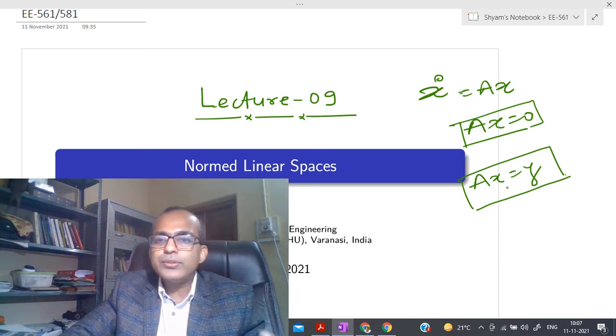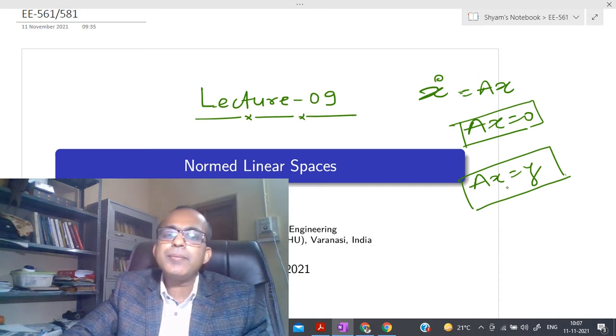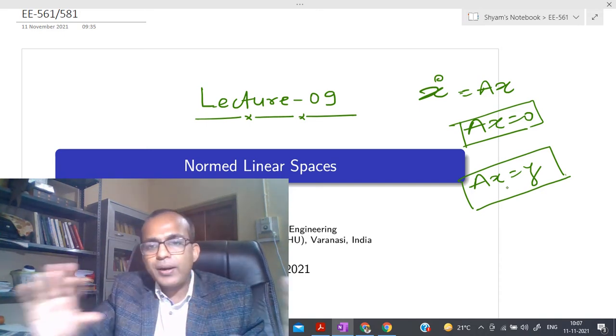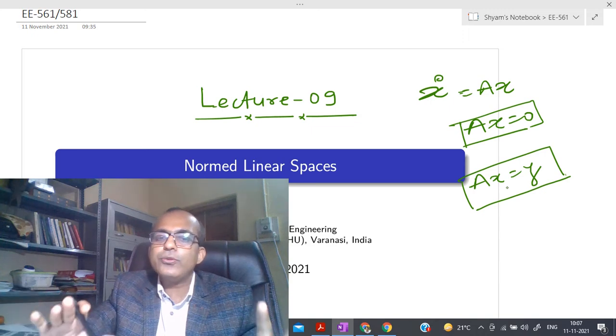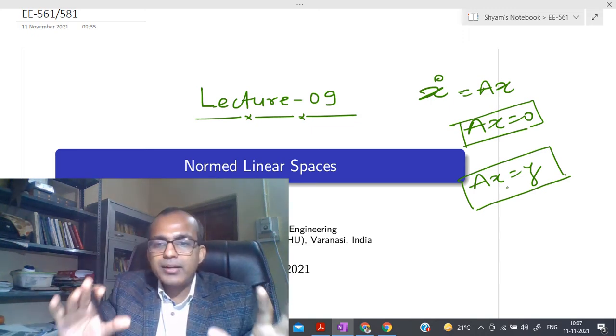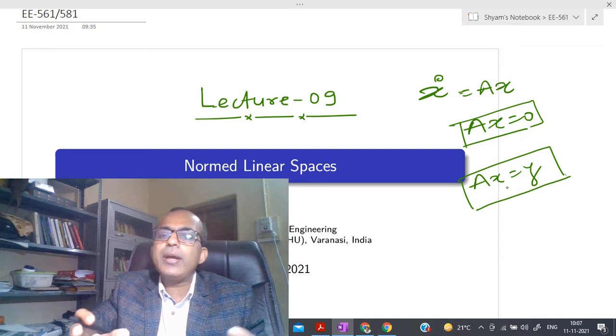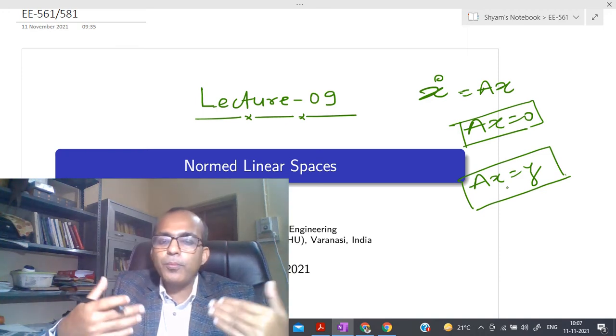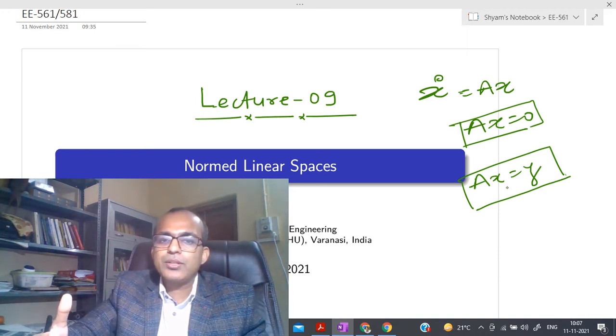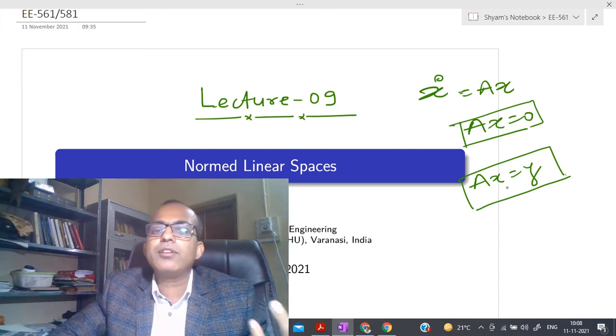Due to that reason, what we are going to do now is add some more notion inside the vector space. All properties of the vector space are going to be preserved, but on top of that, I want to add one more flavor such that I can define the property of nearness or proximity. Why is that very important? Because somehow I have to talk about convergence.